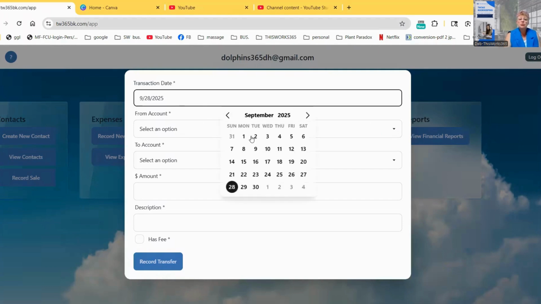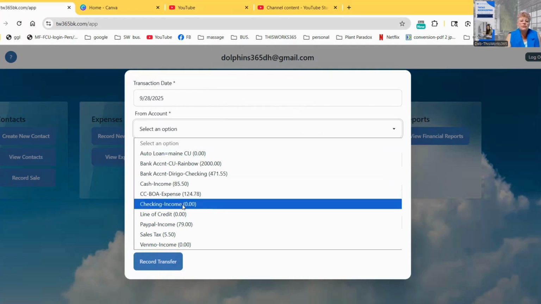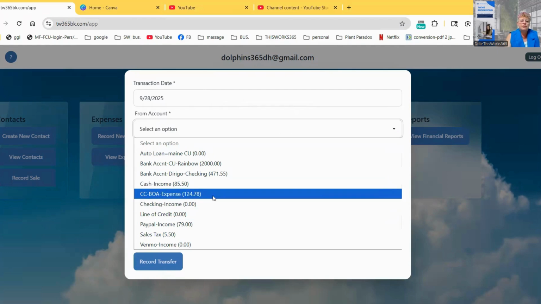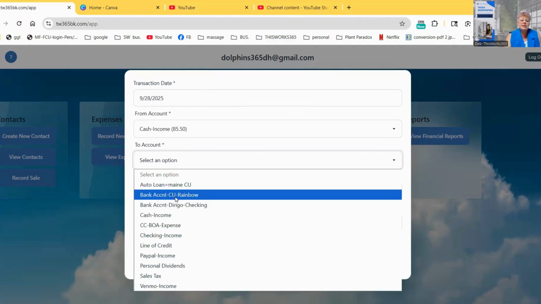Change the date as usual. Change the date if you're doing things backward, in behind, if you're doing this weekly instead of monthly. I am going to take money out of my cash income account, and put it into my business account.